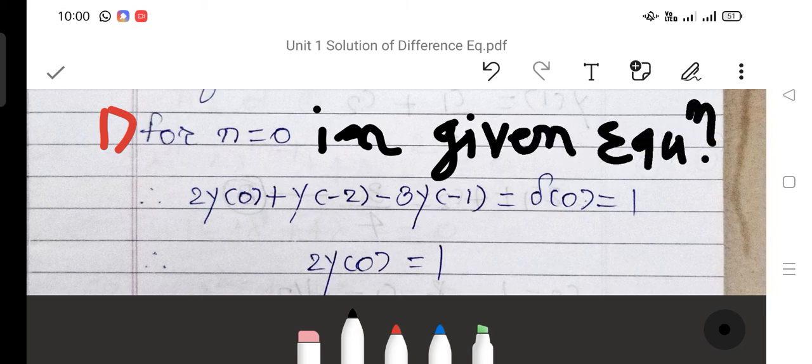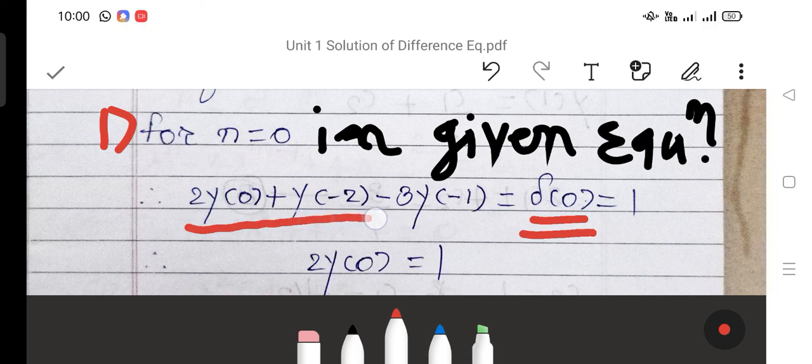Okay, put n equals 0 in the given equation. Remember, here we have to put del of 0 again, because we are finding the impulse response. So we have 2y of 0 plus y of minus 2 minus 3y of minus 1 equals del of 0. And what is del of 0? You know, that is 1.